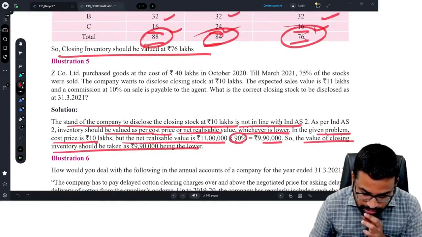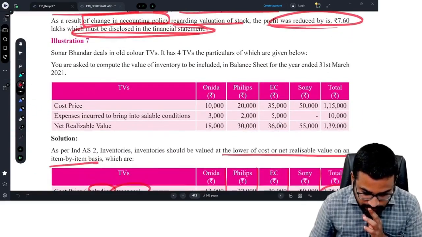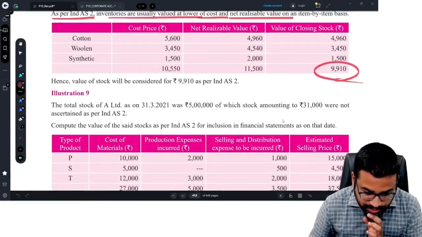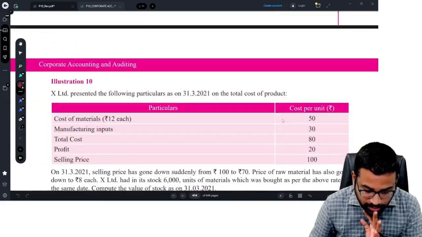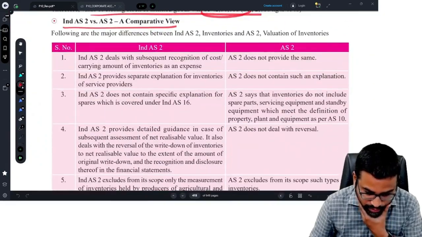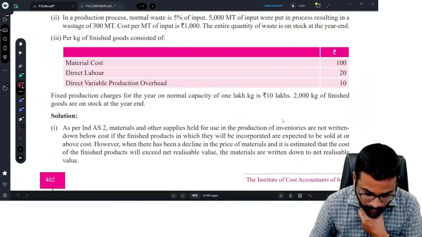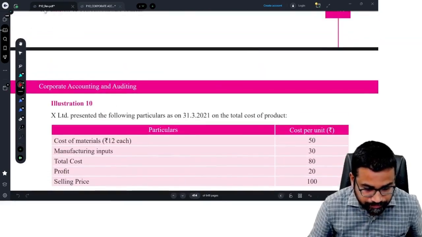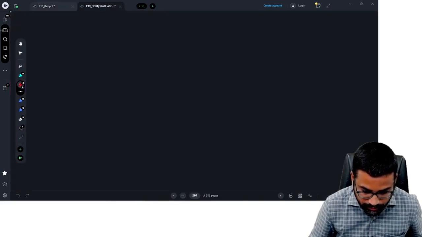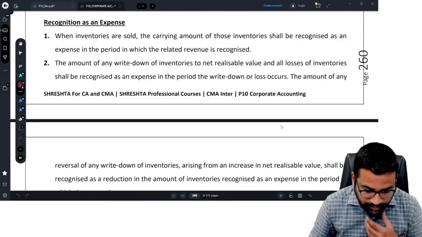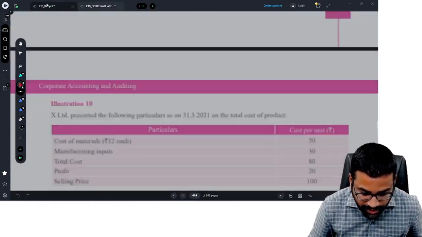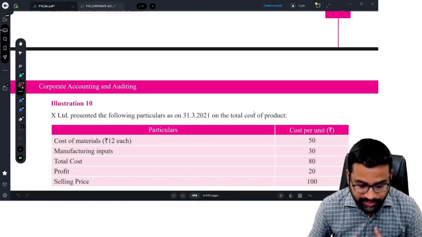You have some questions also. Please solve these questions in the study material. Immediately after listening to this, you solve these questions. You will be able to solve all of them. Totally there are 11 to 12 questions, so you solve them. Now NRV I discussed. And then finally, disclosures. Relating to AS 2 Inventories, what points we need to disclose, everything will be given here.